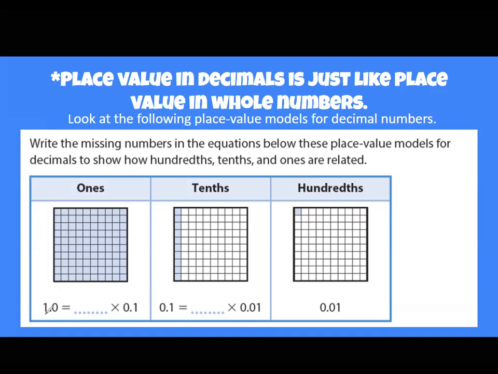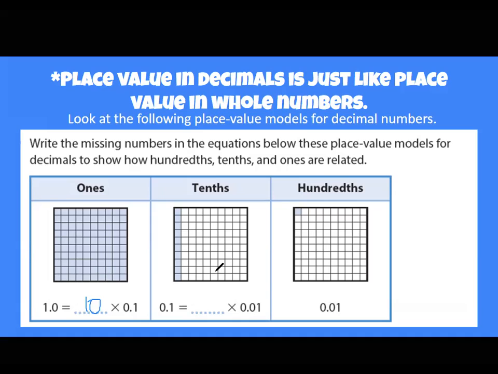Well, if we take a look, it says 1 equals blank times 1/10. How many of these tenths do we need to make one whole? So here is 1/10. So in order to have one whole, we need 10 of them. So 10 times 1/10 is going to equal one whole, because here's 1/10. Each column is a tenth, and it takes 10 of them to make that one whole.